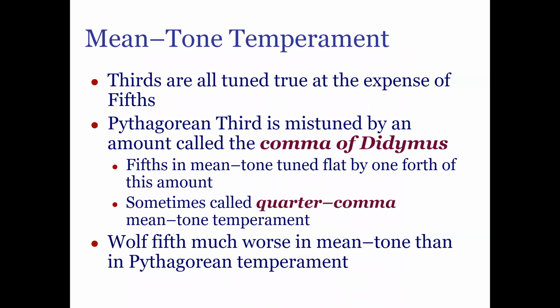Mean tone temperament, thirds are good, fifths are bad. Pythagorean temperament, fifths are good, thirds are bad. And just temperament, everything's good, but only for a small handful of keys.